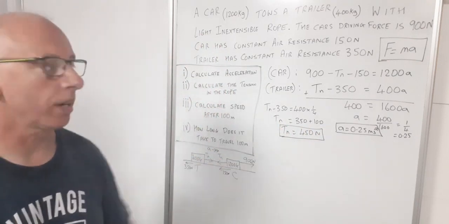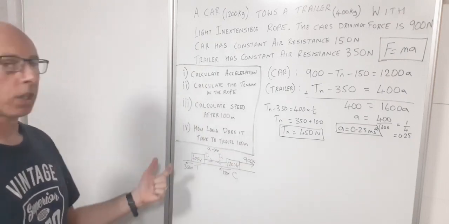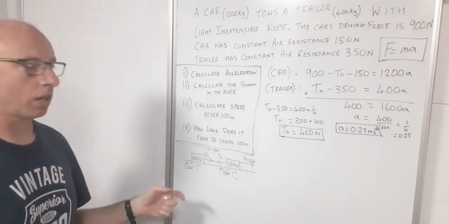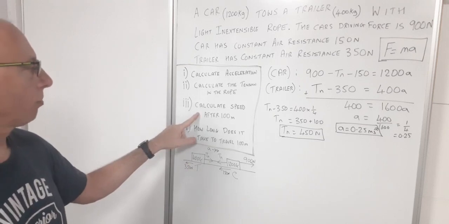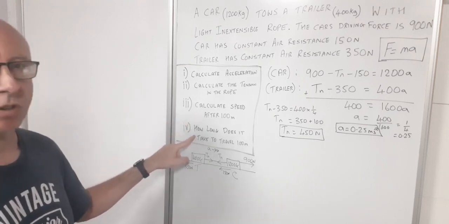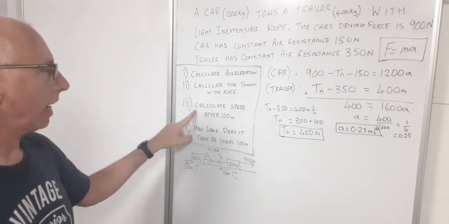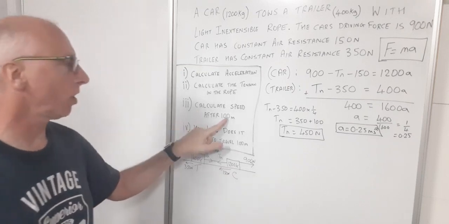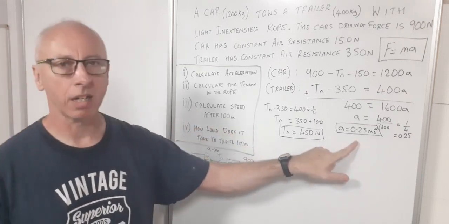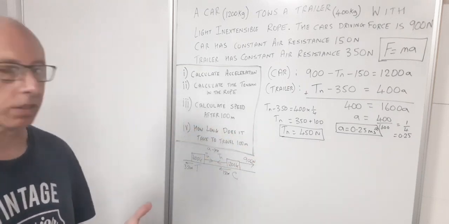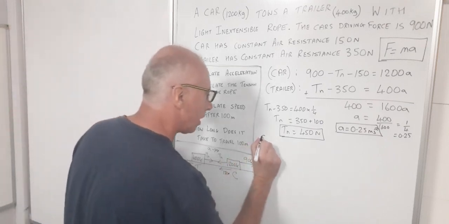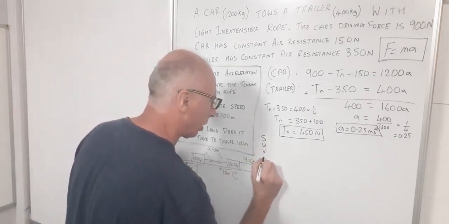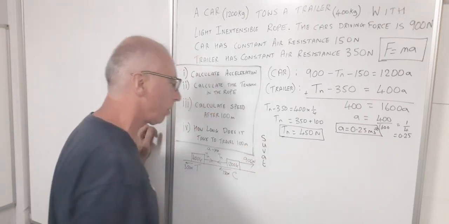Now we've got our acceleration force. We can use that in our next 2 parts of our question. Calculate the speed after 100 meters and how long did it take to travel. Now these, as we need to find speed, we've got distance and we've got acceleration. So these are SUVAT equations. So let's write down our SUVAT variables that we know.